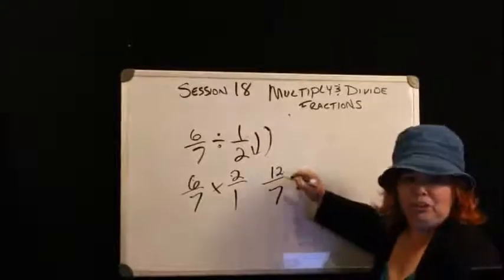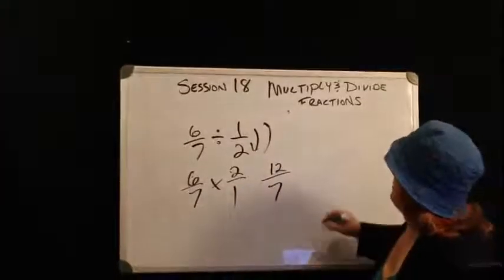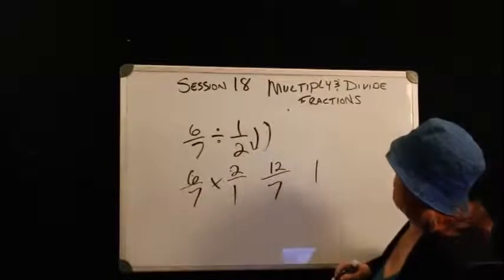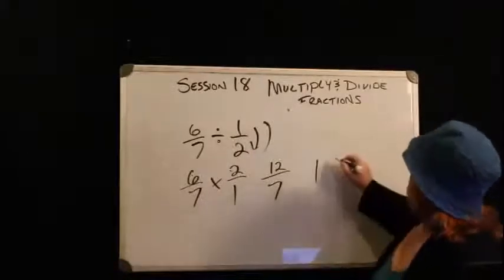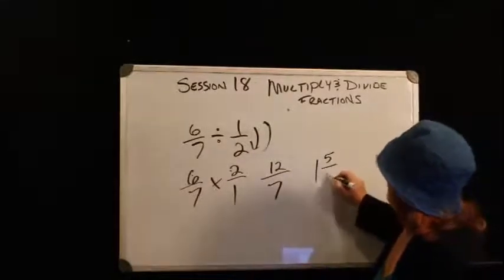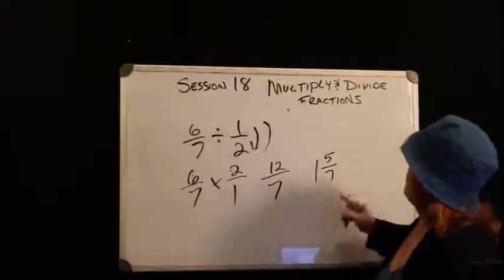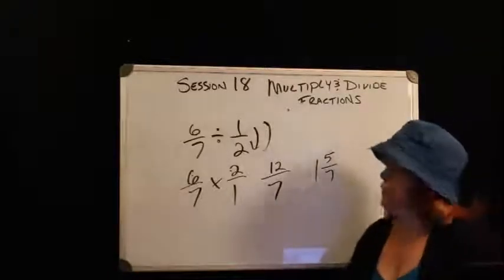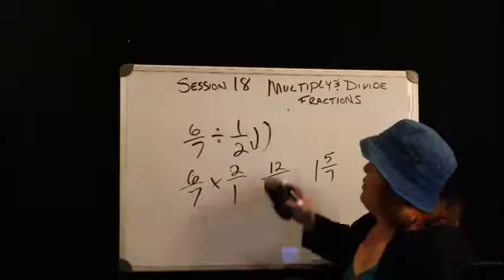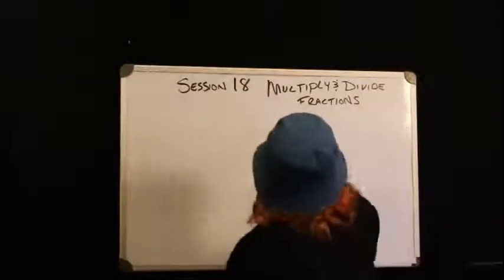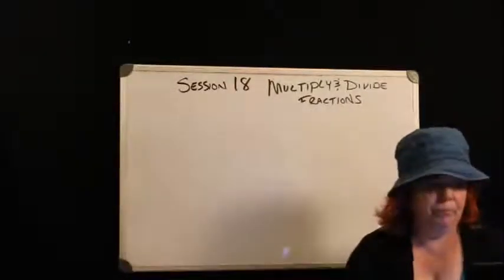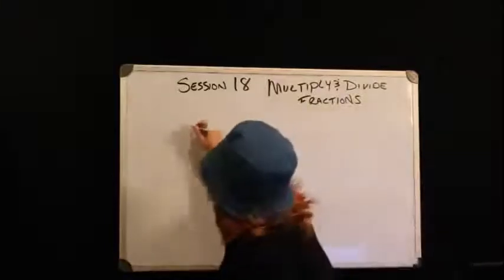Then 7 goes into 12 how many times? 1, with how many left over? 5. And then over 7. Bring over the denominator. Okay? So that is division. Let's do another one. Let's do one with a mixed number.